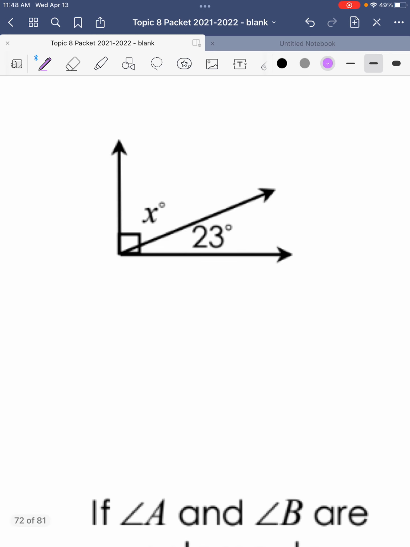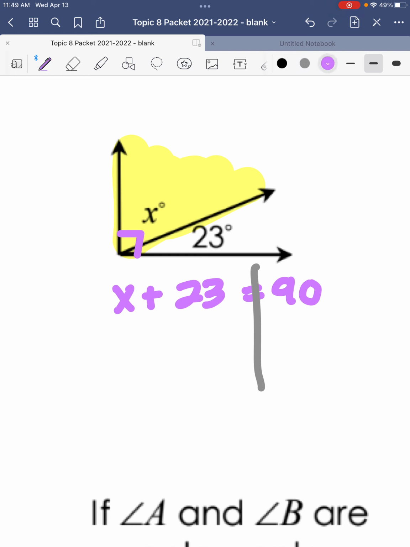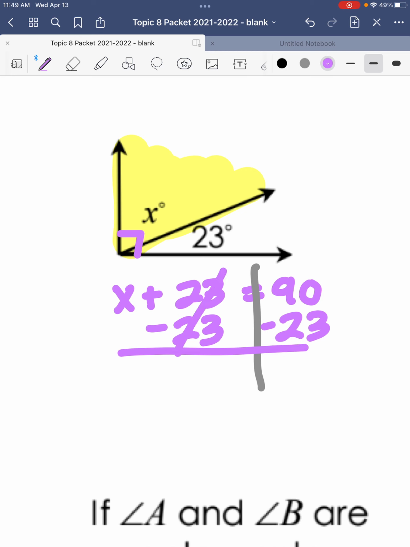Okay, number 8 is this one right here. So I want to know what is the value of x right here. What I notice is that these two adjacent angles do add up to 90 degrees. So I can write an equation as x plus 23 equals 90 degrees. Simple one-step equation. I'm trying to get x by itself, so I'm going to subtract 23 on both sides. So x equals 90 minus 23, which is 67 degrees.